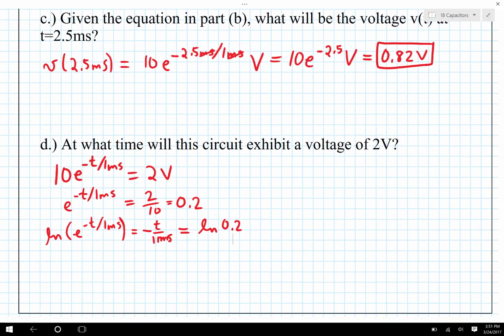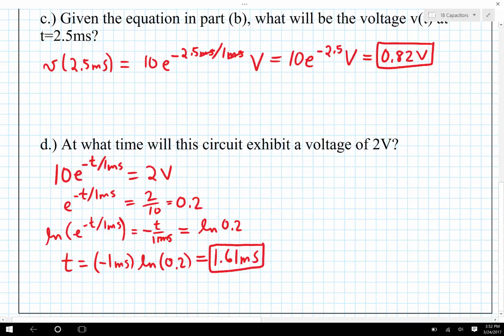So I now know that t is equal to negative 1 millisecond times the natural log of 0.2. And when I calculate the natural log of 0.2 and multiply it by negative 1 millisecond, I get 1.61 milliseconds. And just as we predicted, it is in fact between 1 millisecond and 2 milliseconds. We now have the ability to calculate the voltage at any time and to calculate the time for any voltage. That gives us a lot of power over this circuit.